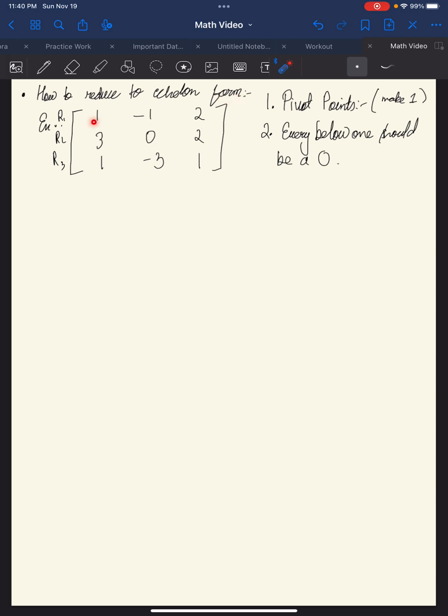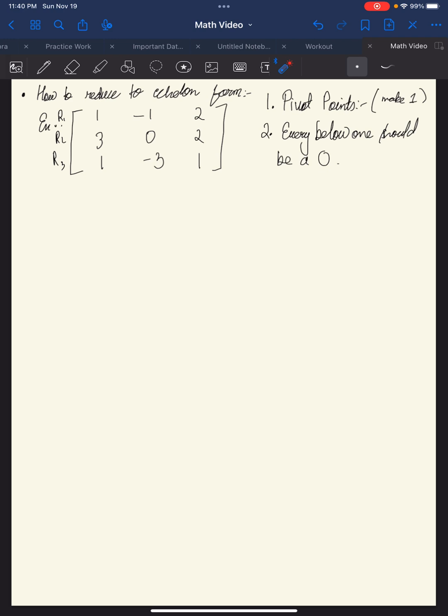We have a 3 by 3 matrix here. This is row 1, this is row 2, and this is row 3. The first step to reduce a matrix to echelon form is to find pivot points. And it'll be way easier if you make the pivot points 1. And the second important step is to get zeros below the pivot point.